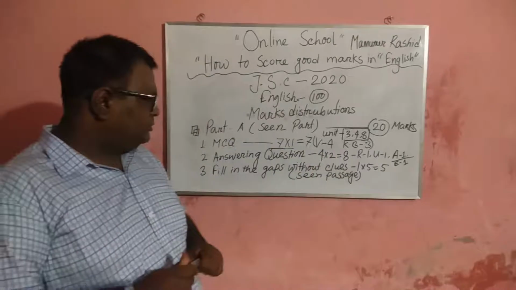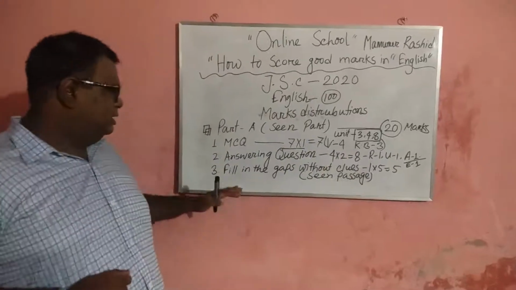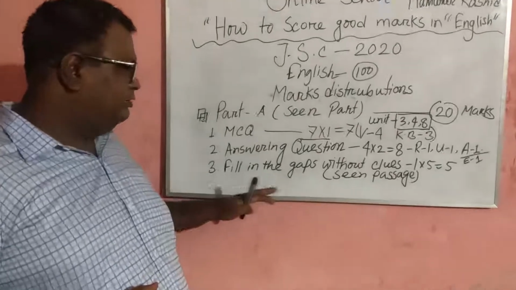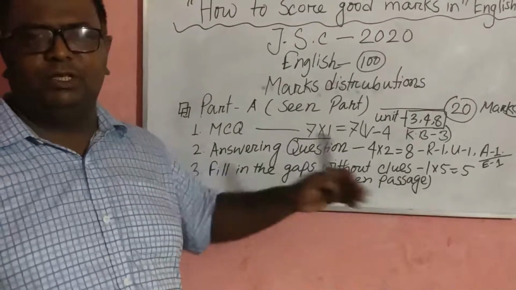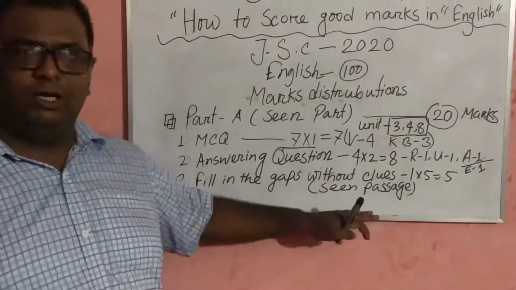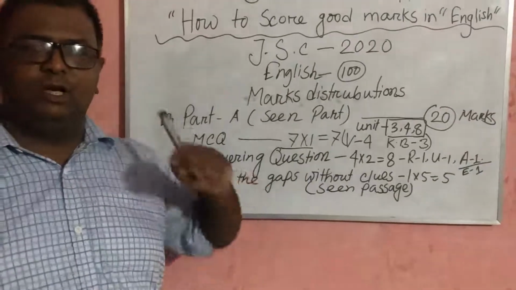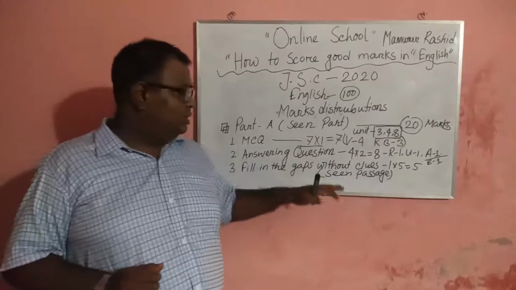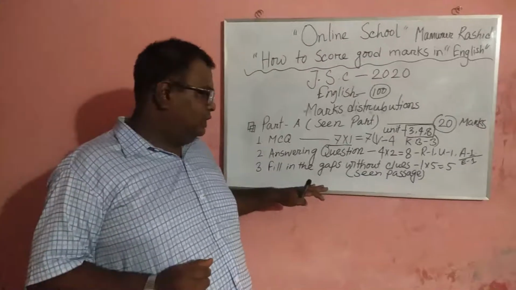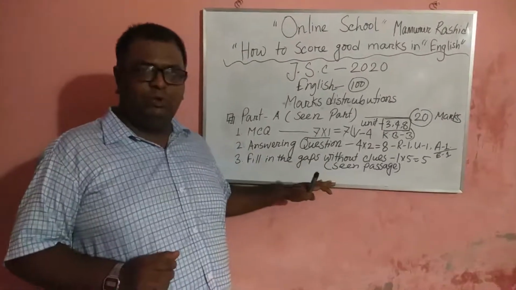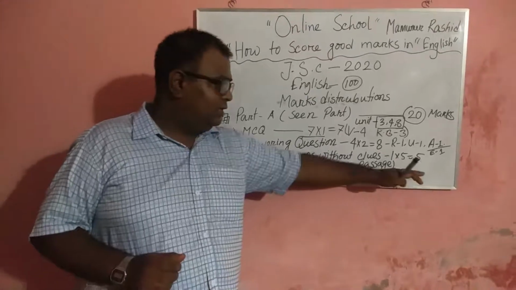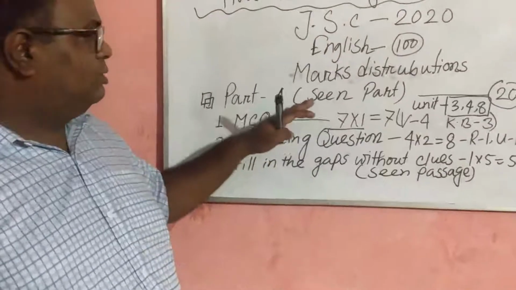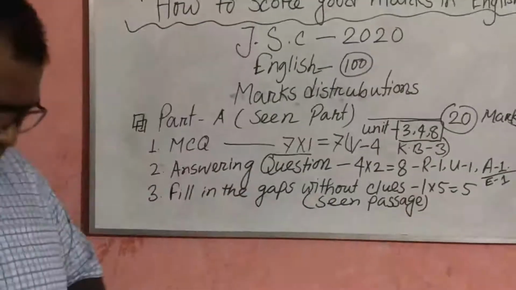Okay, and then in question 3 there will be a gap-filling activity based on the seen passage. The passage will be from your textbook. They will just give the gaps, and you will have to fill the gaps, and the mark will be only 5. And this is all about part A, the seen part.